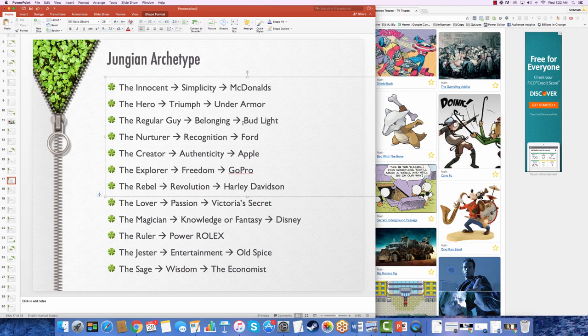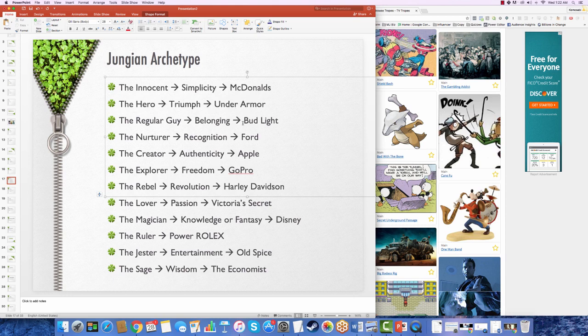Now, the next one is the Lover, which is passion, sex, affection, things like that. Because the Lover appeals to a very carnal desire in people, which is to procreate and duplicate themselves. So the Lover is also very taboo in a lot of ways. You don't see a lot of Lover brands towards men. But one of the good examples of a Lover brand towards men is Calvin Klein.